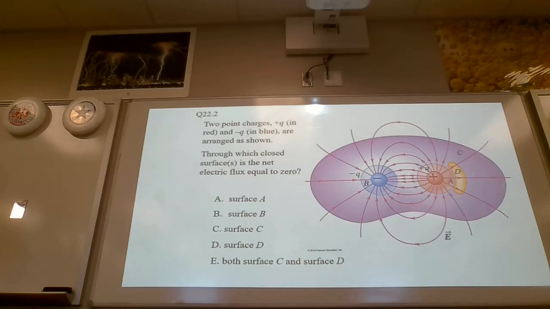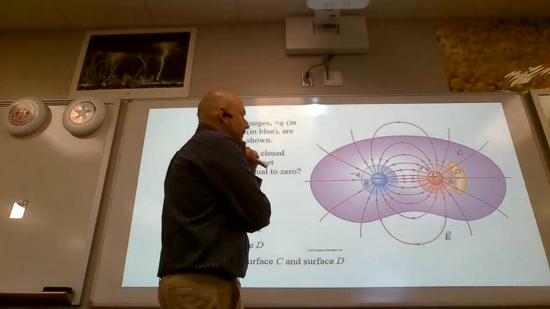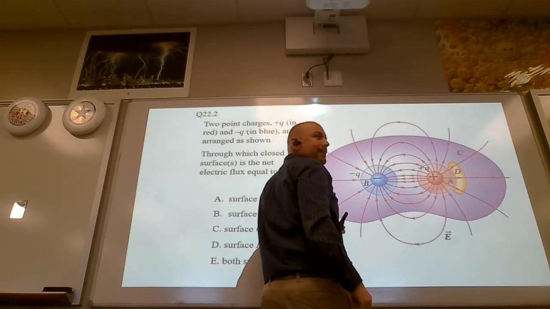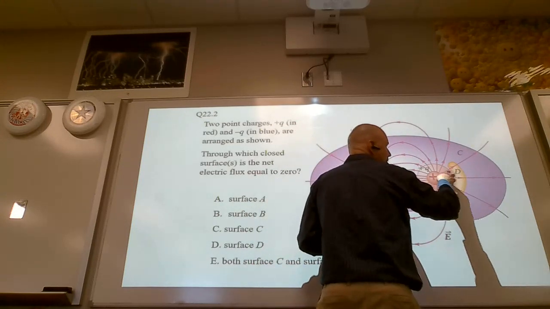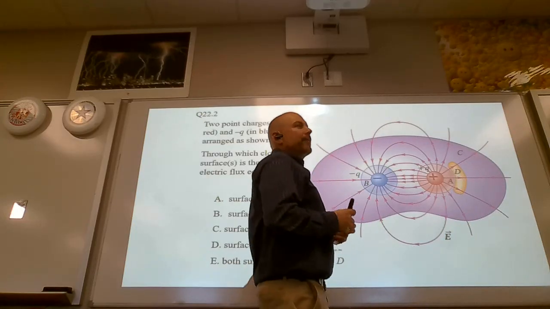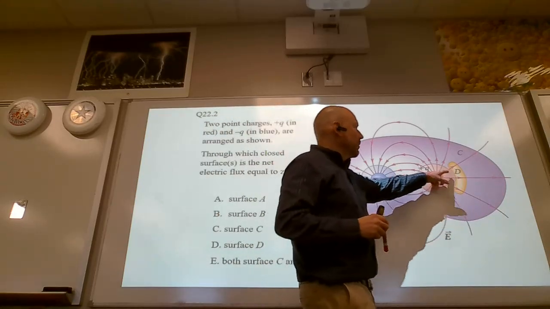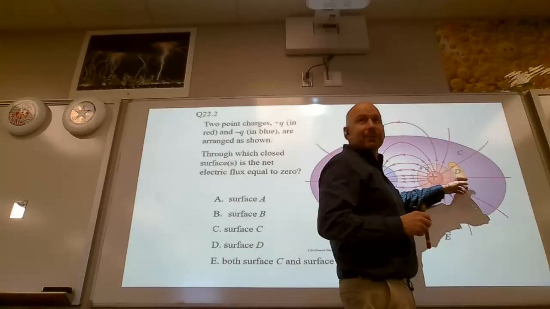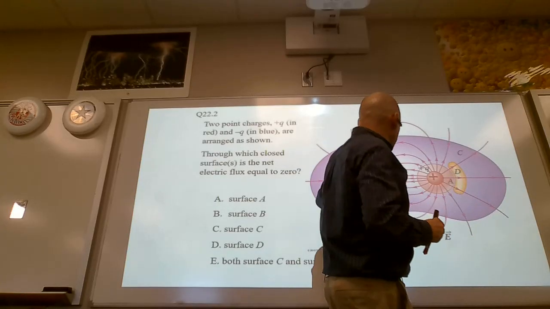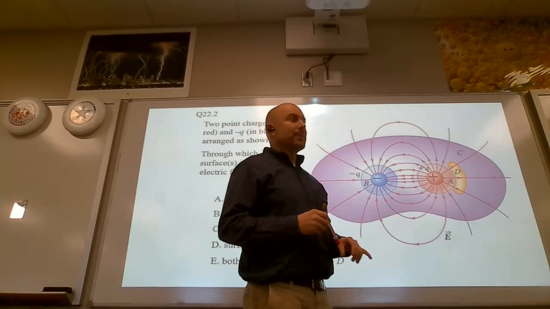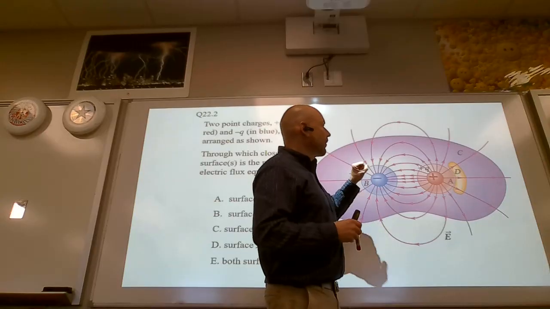Okay, correct answer is E. Educated elephants. All right. So whatever's going out comes back in. Whatever goes out, whatever goes in comes out. Definitively, how we know this is that the enclosed charge in the gold is nothing, so the flux is 0. Enclosed charge in the purple is nothing, so the total flux is 0.